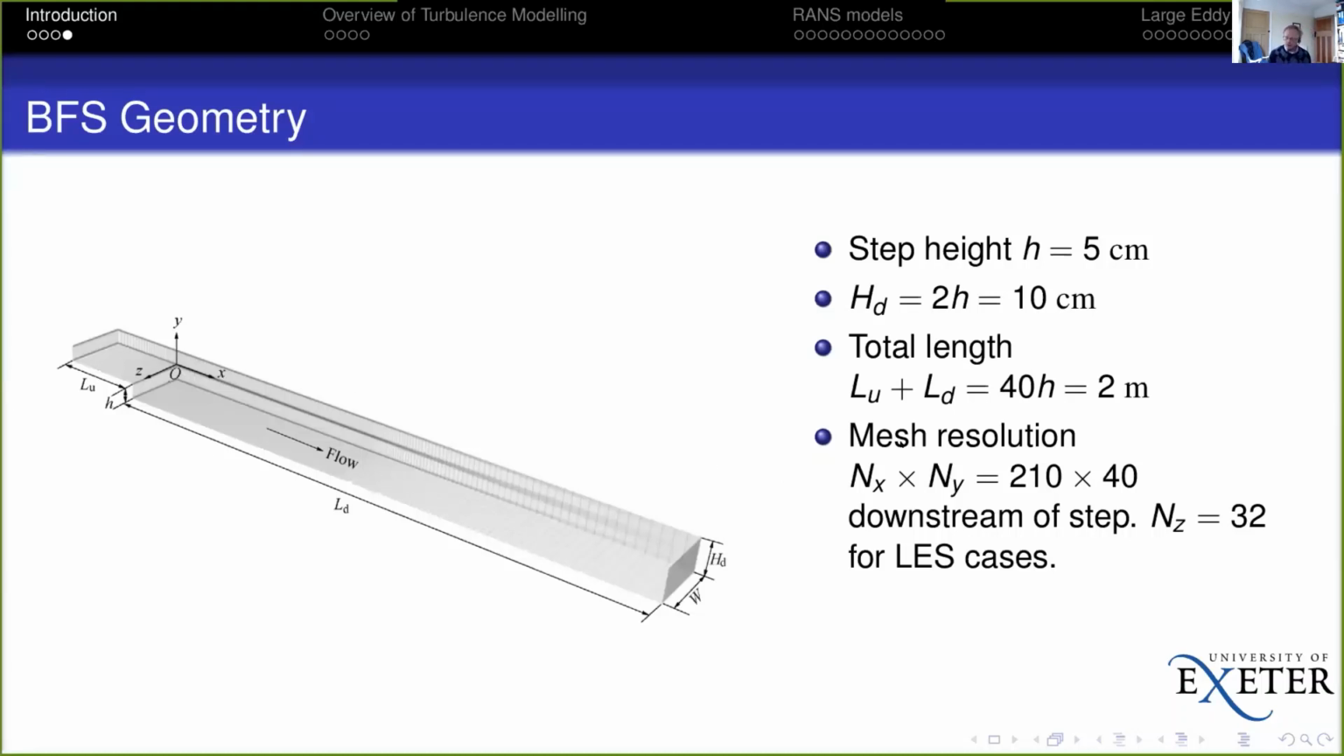So X along the streamwise direction, Y normal to the top and bottom faces, and Z, when we come to do the LES case, is going to be the spanwise direction. So our resolution nx by ny on the expansion part is 210 cells in the streamwise direction and 40 cells in total normal to the walls. And for the LES case, I then expanded that by 32 cells in the spanwise direction. So that's my geometry there.